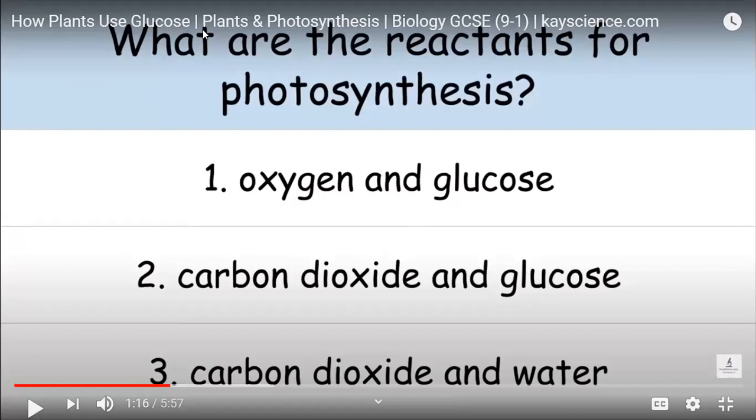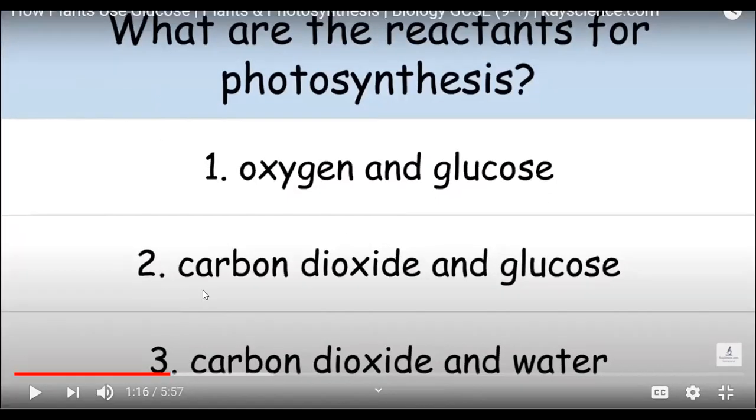Option 3. Okay, option 3. Waleed, you're correct. So Waleed has done the good job. The right answer is carbon dioxide and water.